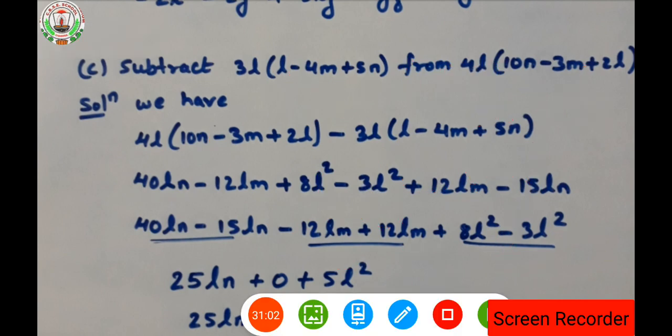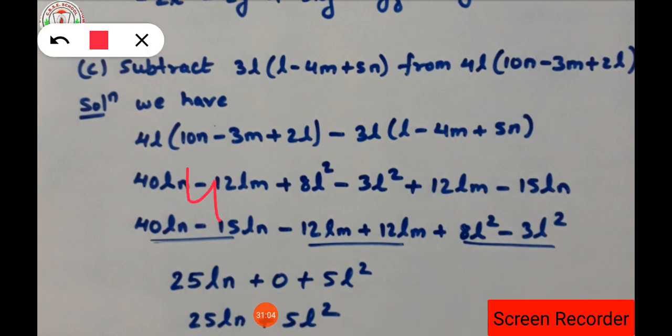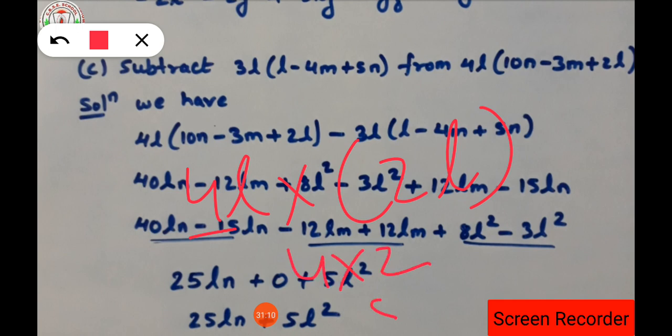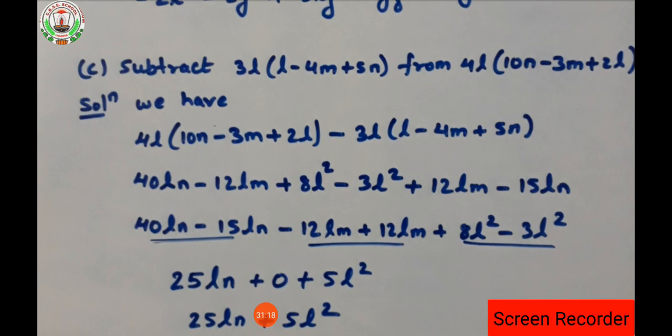Next one is 4L will multiply with 2L. So 4 into 2 it will be 8. L into L, as the power of L is 1, so it will be L square. Clear? So in this way you have to open the bracket and multiply.